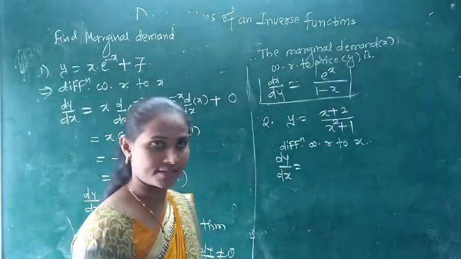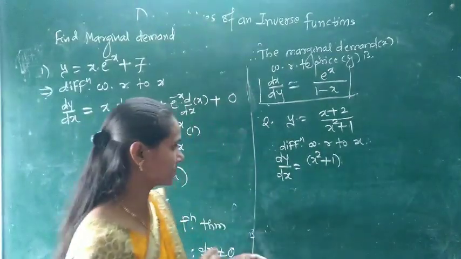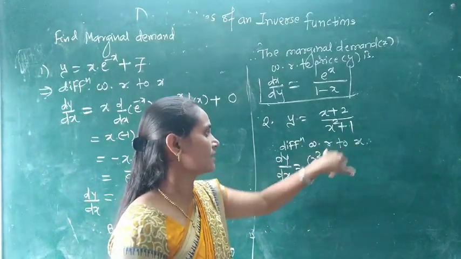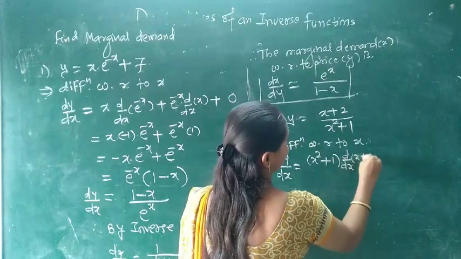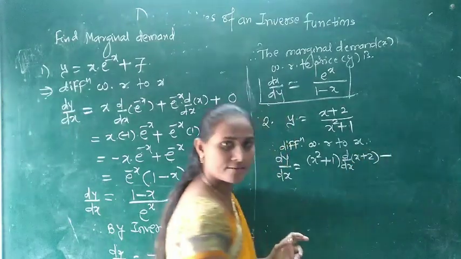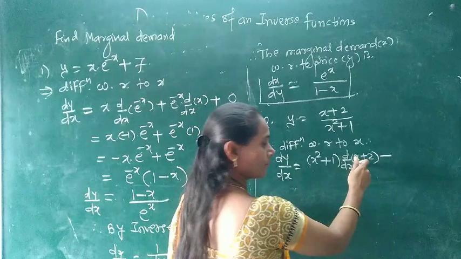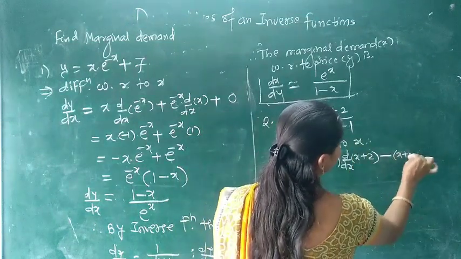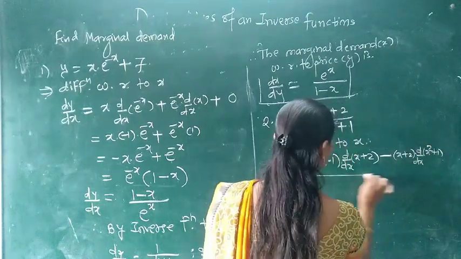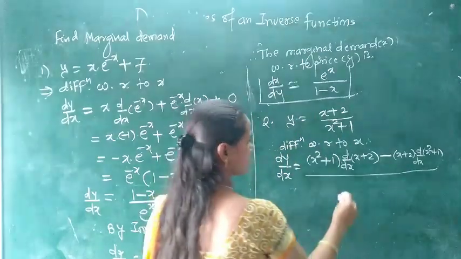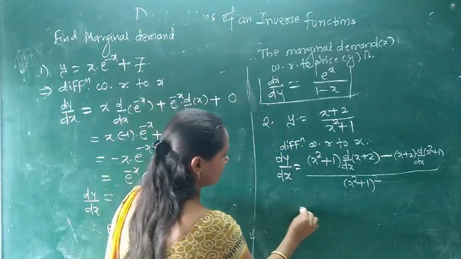Keep the second function as it is. The second function is x square plus 1, which we already studied in the last lecture. Then take the derivative of the first function. Here the sign is minus; in the product rule it is plus. So v into the derivative of u minus u, that is x plus 2, into the derivative of v, divided by v square. V square means the second function squared, that is (x square plus 1) whole bracket square.